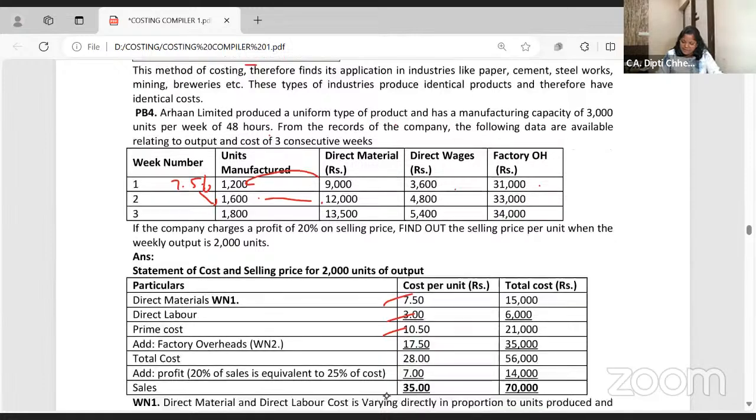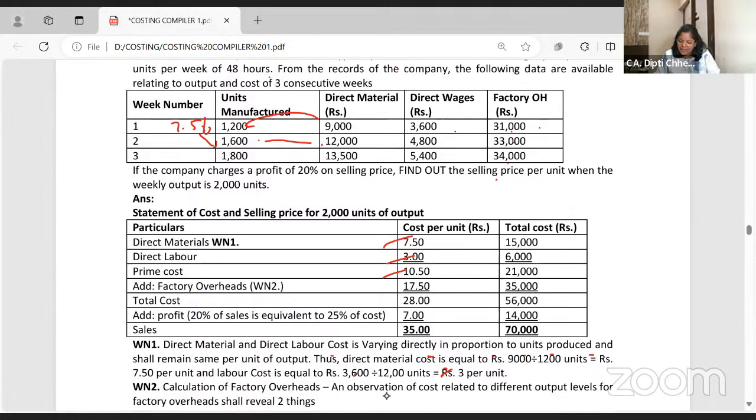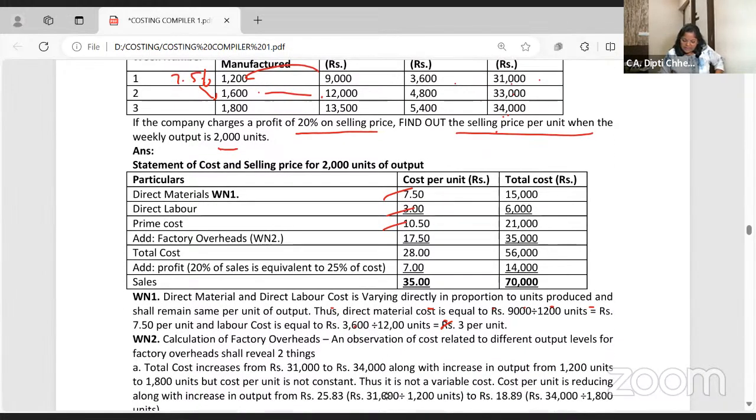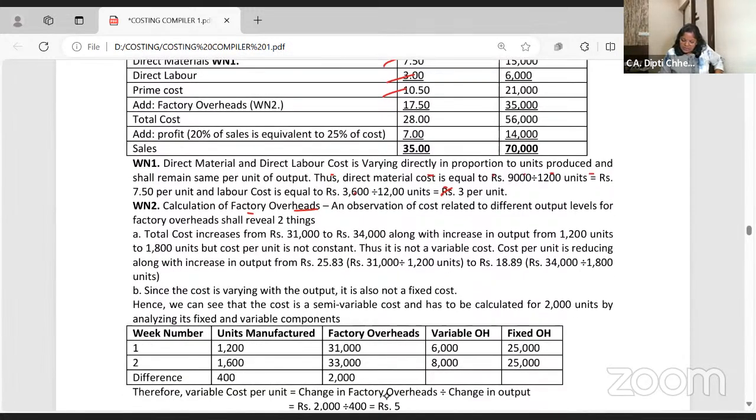Now, factory overhead: 31,000, here 33, here 34. Are you seeing that factory overhead is neither fixed per unit, nor variable, nor fixed overhead? Ma'am, how did you come to know that it's not a fixed overhead? Because it is changing a little, 31, 33, 34, right? If the company charges a profit of 20%, find the selling price for 2,000 units.